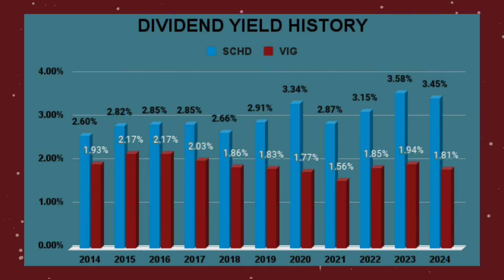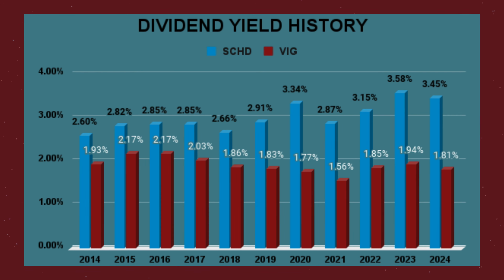While VIG's yield has remained relatively stable over time, it clearly trails SCHD's yield, which aligns with VIG's focus on dividend growth rather than immediate high payouts. This historical perspective highlights the differences between SCHD's emphasis on higher yield and VIG's more growth-focused approach, offering investors two distinct strategies depending on their income or growth preferences.